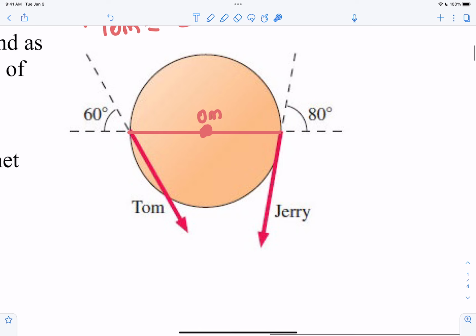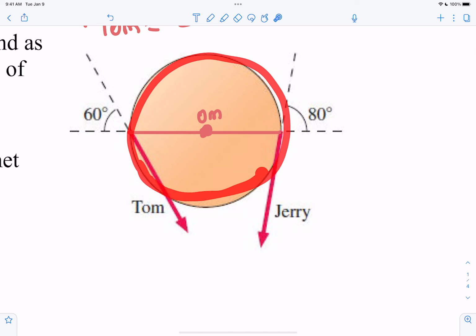So for torque, I like to think of it as a clock, right? And an alligator. So if you have, these are your minute and hour hands on a clock, for example. If the alligator's mouth opens like this, right? You're going counterclockwise.